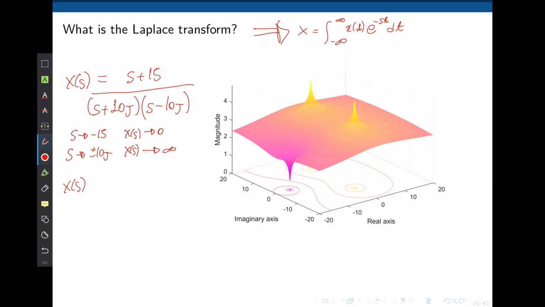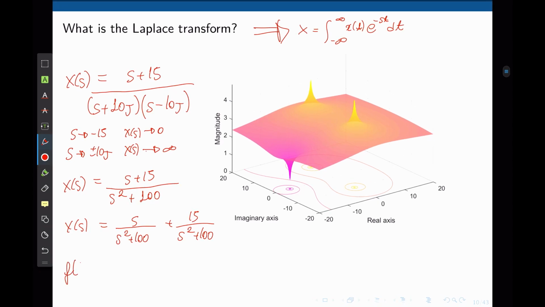What is x of S? X of S is now S plus 15 divided by S squared plus 100. This can be written as S over S squared plus 100 plus 15 divided by S squared plus 100. We can now take the inverse Laplace, that is f of t, and this is cosine of 10t plus 15 over 10 sine of 10t.